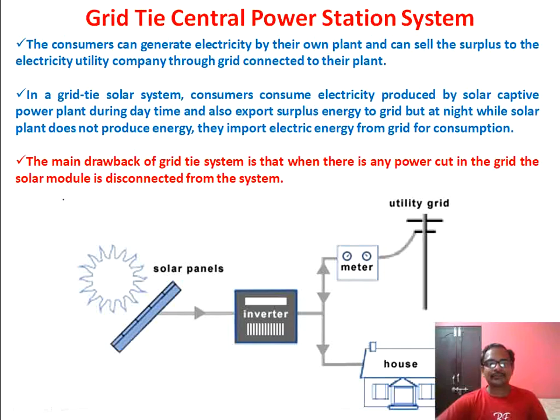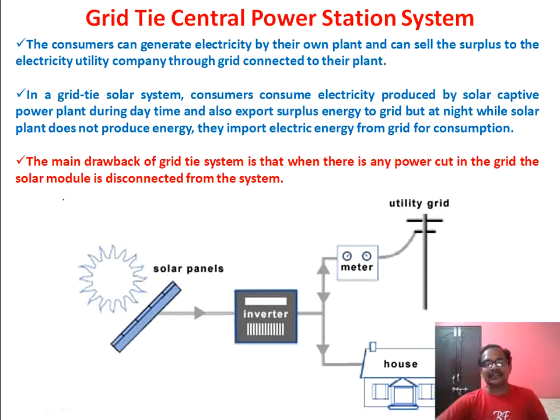So in a grid tie solar power system, consumers consume electricity produced by solar captive power plants during the day, and also export the surplus amount of electricity to the grid. But at night, when the solar plant does not produce any energy, they import the electrical energy from the grid for consumption. The main drawback of this system is that whenever there is a power cut in the grid, the solar module should be disconnected from the system.